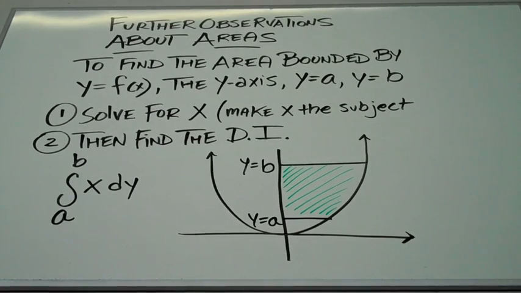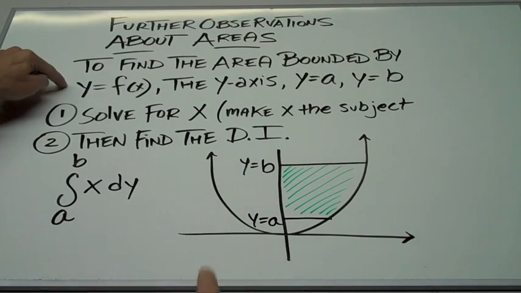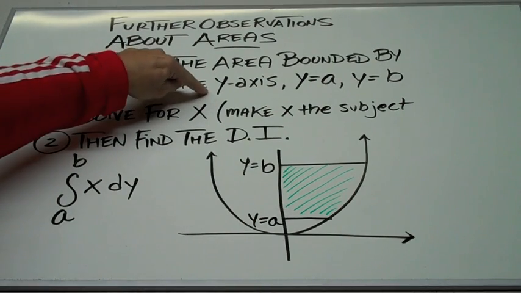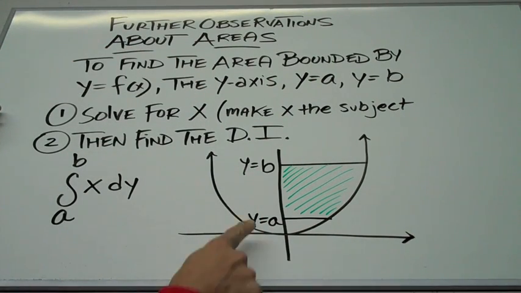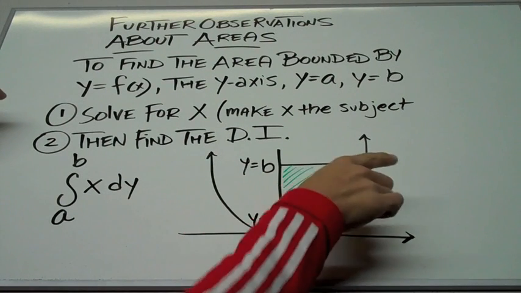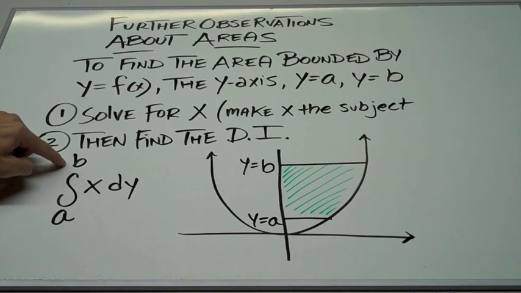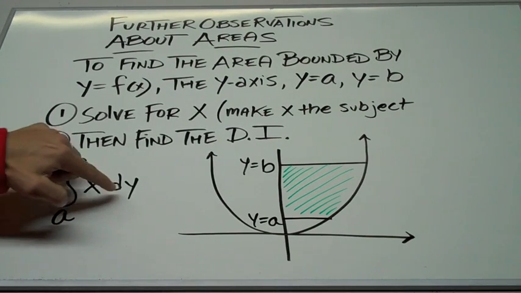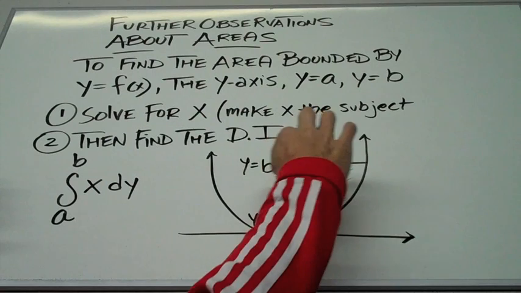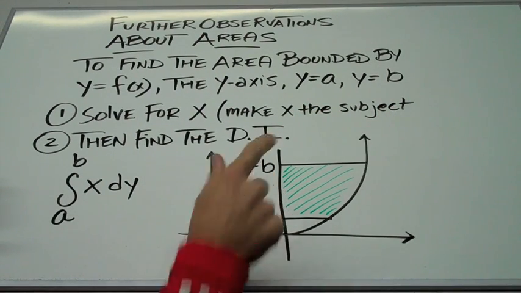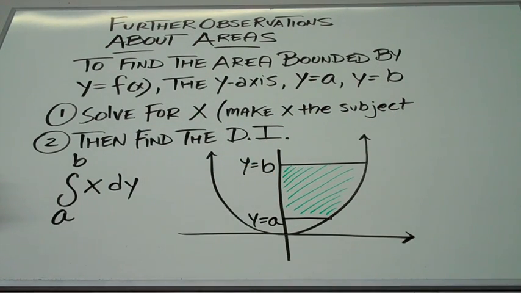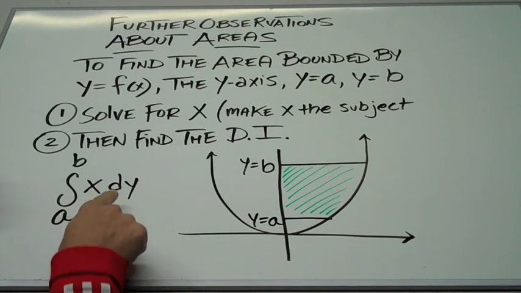We can make a further observation about areas. For example, to find the area bounded by the curve y equals f of x, here is that curve, the y-axis, which is the vertical axis, y equals a, the lower bound, and y equals b, the upper bound. First step, solve for x. We have to get x all alone. Then, in our second step, we find the definite integral from a to b of whatever x equals with respect to dy. Now, we can think of taking our rectangles this way, and each of the widths of the rectangle is dy. First step, solve for x. Whatever x equals, we're going to integrate that with respect to y.